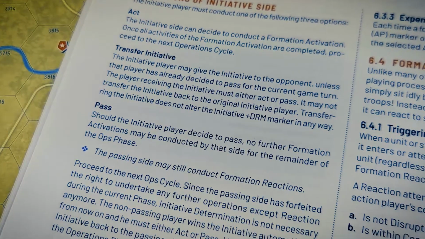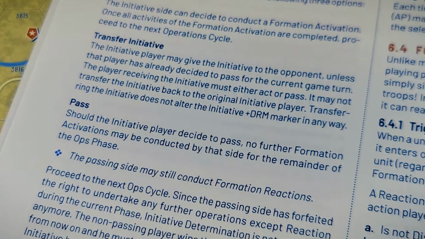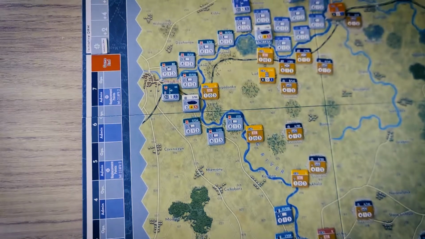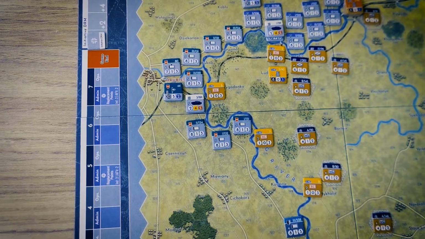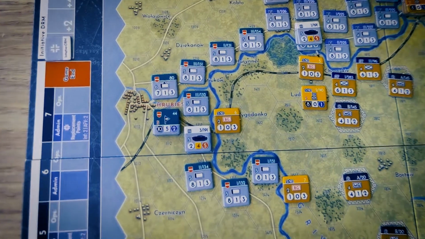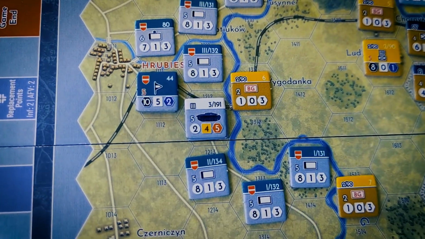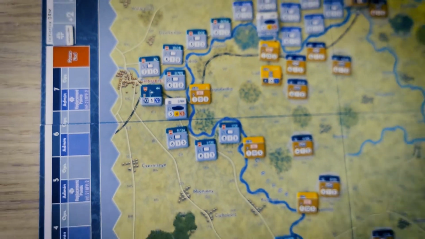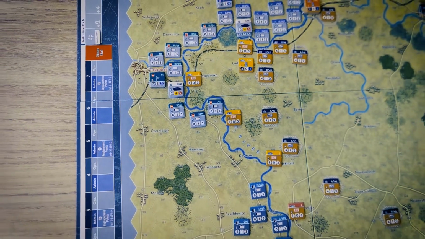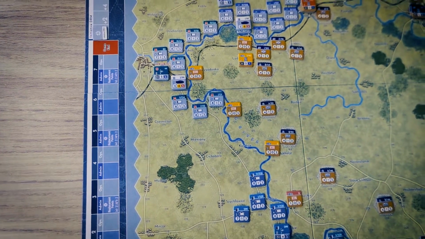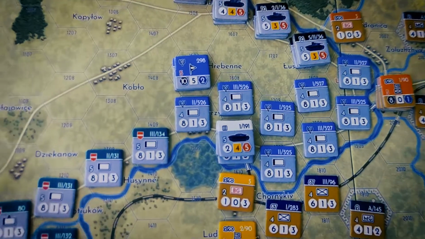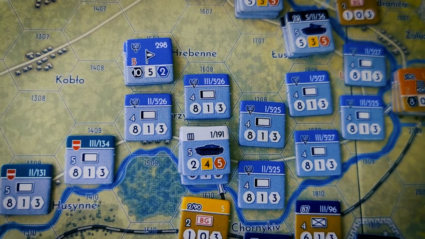Passing, called pass, is the third option a player can choose. However, he loses the possibility to activate further formations in this OPS cycle. Except for a formation reaction, he is then condemned to inactivity. This option should therefore be considered carefully, as the other player can then actually do what he wants. An OPS cycle ends when both sides have played a pass, or both sides cannot activate any further formations, which usually results in a pass.